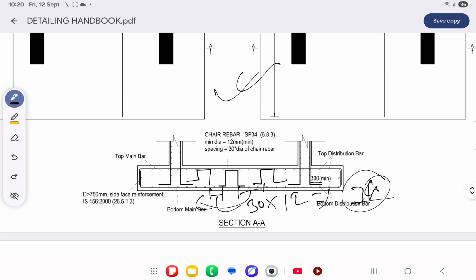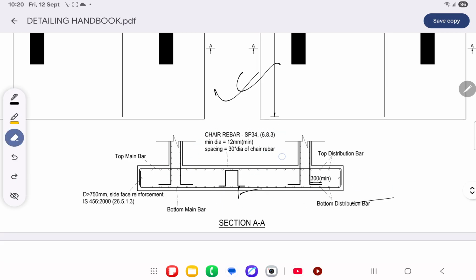They will ask what minimum diameter of the rebar we can provide according to SP34. You can say that according to the SP34 code, we generally provide the chair rebar diameter as 12 mm, and the spacing is 30 into the diameter of the chair rebar. Another thing is the side reinforcement here. If D is greater than 750, we have to provide side reinforcement. What is side reinforcement? I have already told you in one of my previous videos that I uploaded. You can see there: suppose the depth of the beam is more than 750 mm.